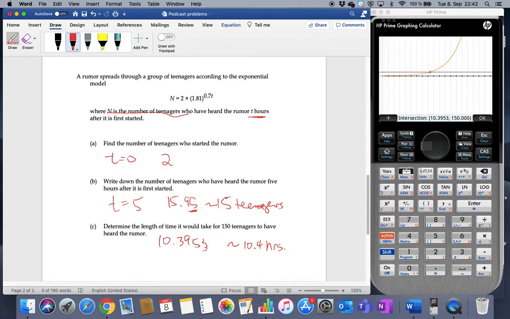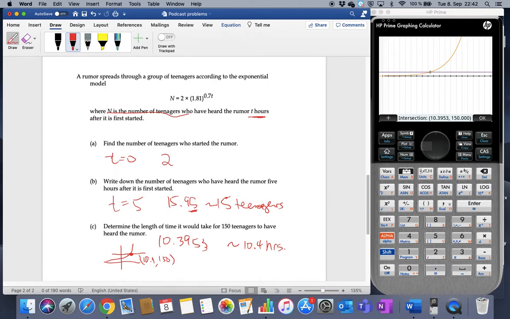Okay, so right here, if we wanted to show, for example, our work on the calculator, you would show it by doing this, putting in the function and saying this right here, and then showing right here that this intersection was 10.4 and 150. Okay, so that's how you show your work.